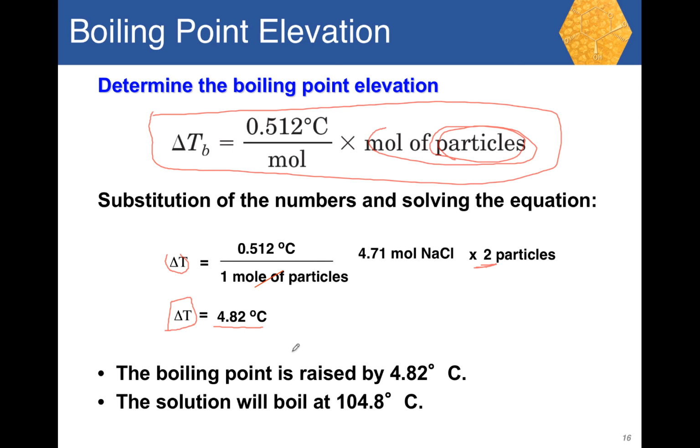So therefore the boiling point of water that contains 4.71 moles of sodium chloride will be 104.8 degrees C and not 100 degrees C.